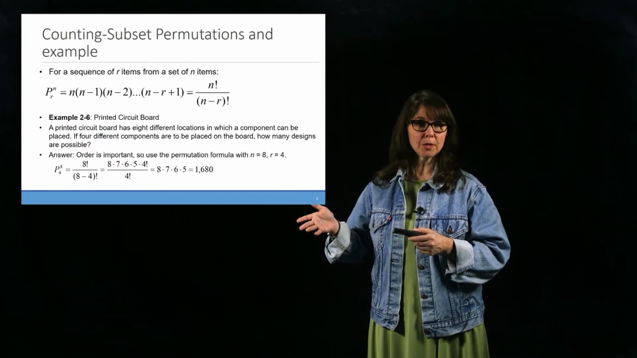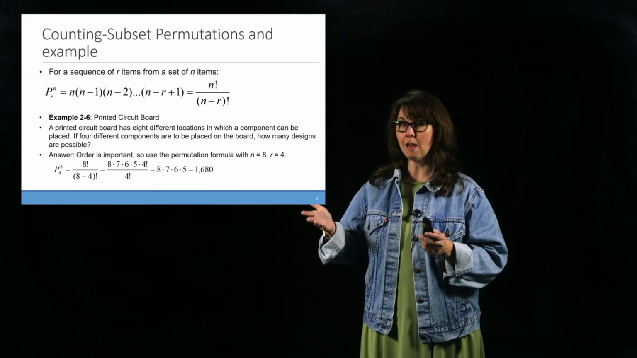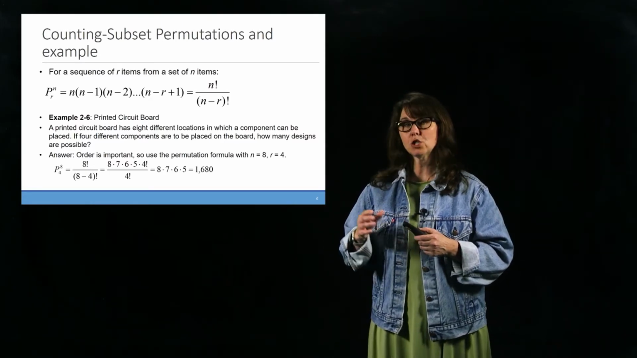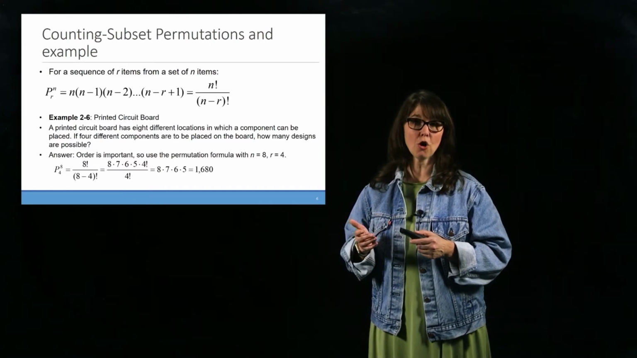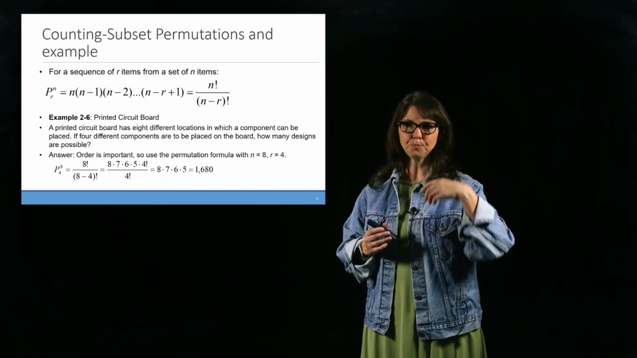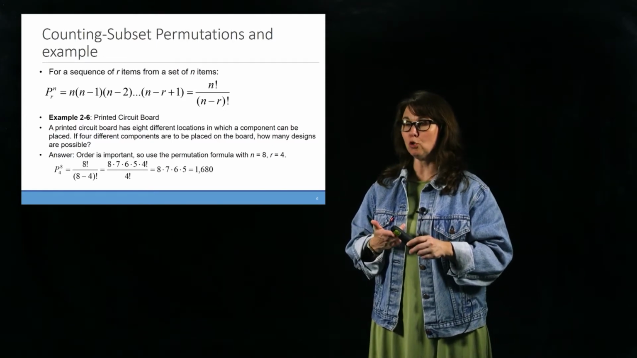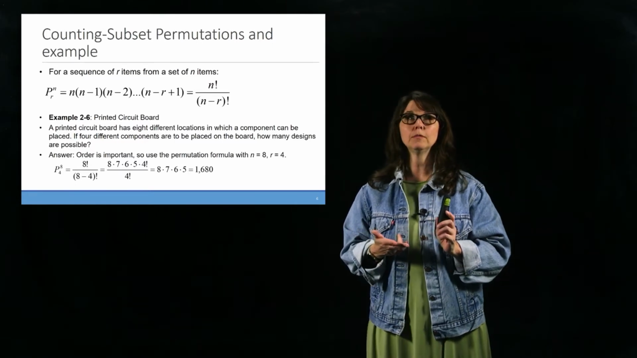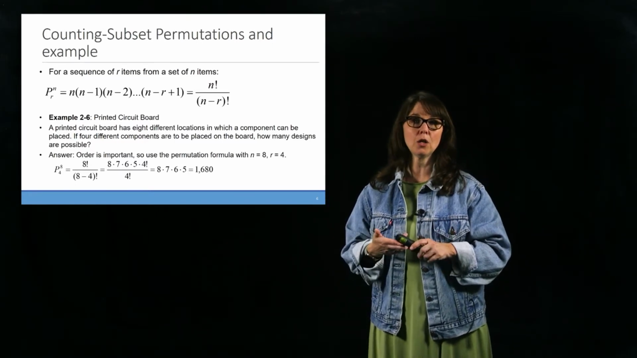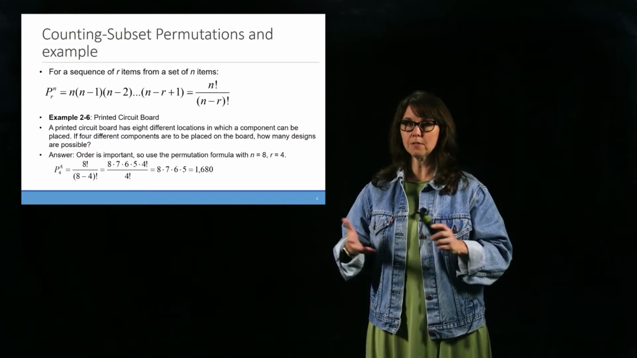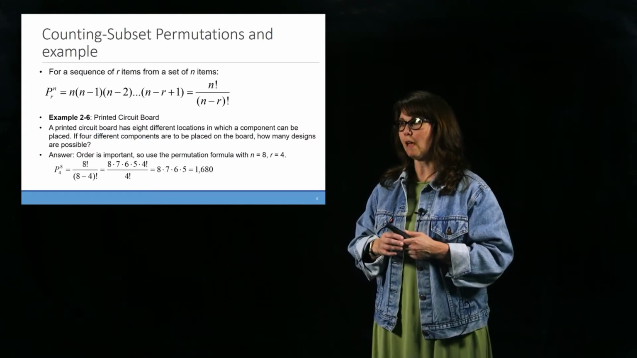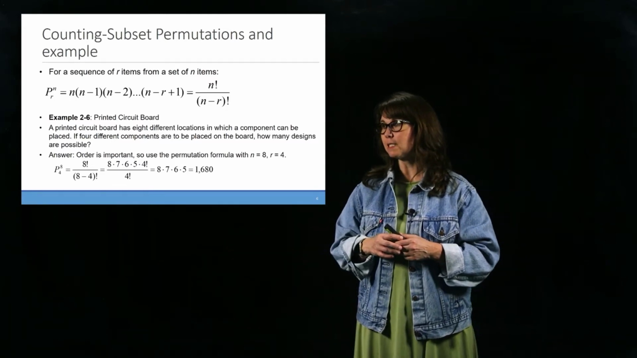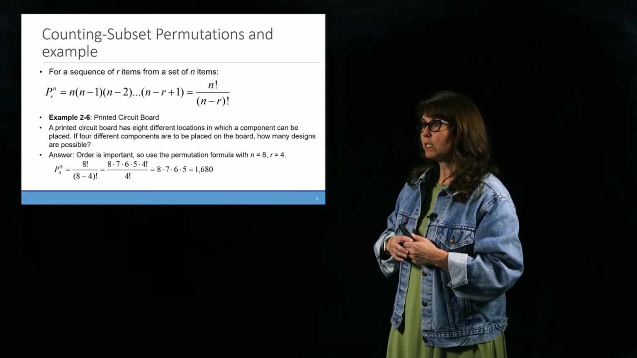So that can get a little bit laborious, especially if N is fairly large. And so an easy way to write it is just N factorial over N minus R factorial. And you can use your calculator to find that. There's a factorial function on your calculator. There's also, within Excel, within RStudio, lots of different places that you can determine that without actually having to do it by hand. Just a quick example from the text is example 2.6, and that's a printed circuit board.